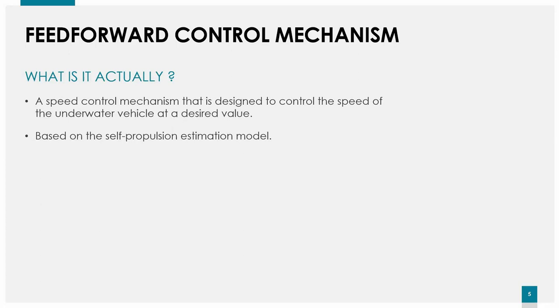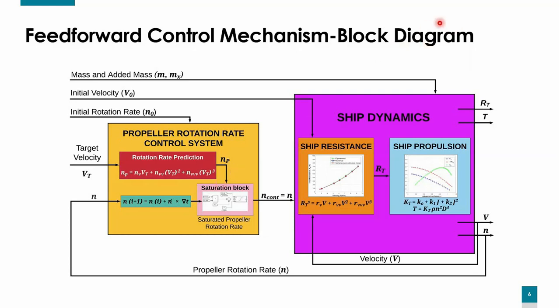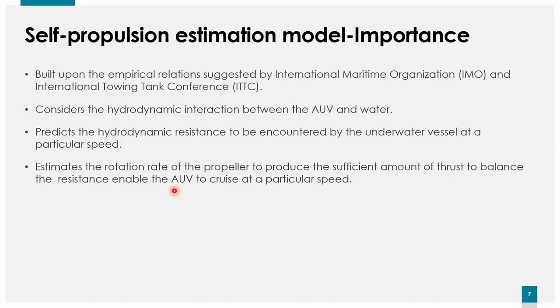So here we have a block diagram of this feed-forward control mechanism. We will discuss this in a while. Now let's discuss the self-propulsion estimation model. Self-propulsion means that a vessel is moving with a constant speed. The self-propulsion estimation model is basically built on empirical relations suggested by the IMO and ITTC. So it considers the interaction between the underwater vehicle and water.